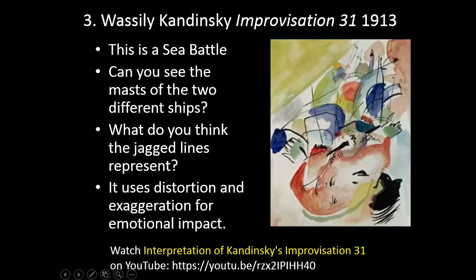Here's your overview. So let's look at number 3, Wassily Kandinsky, Improvisation 31, painted in 1913. This is a sea battle. Can you see the masts of the two different ships? What do you think the jagged lines represent? It uses distortion and exaggeration for emotional impact. And if you'd like to learn more, you can watch an interpretation of Kandinsky's Improvisation 31 on YouTube.